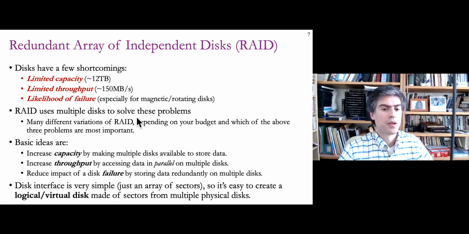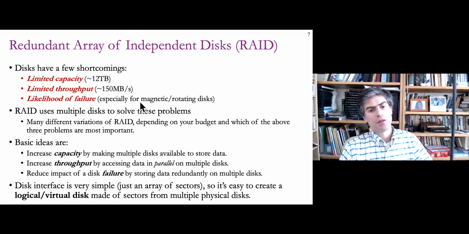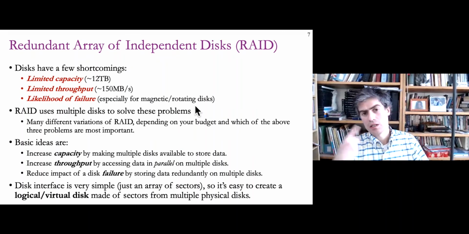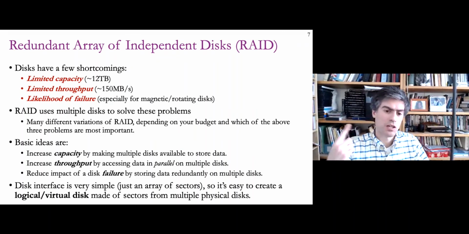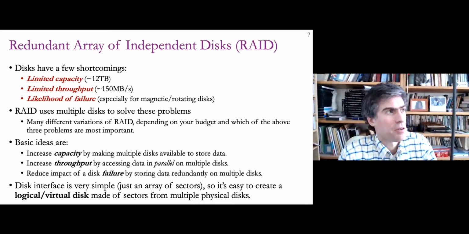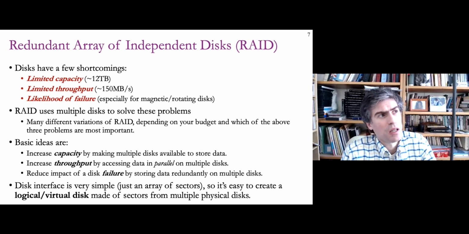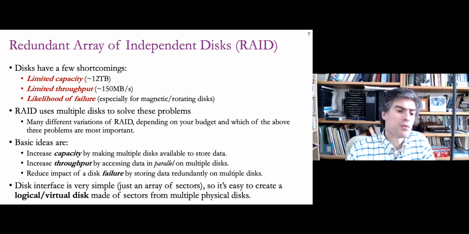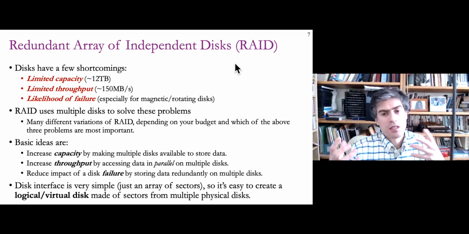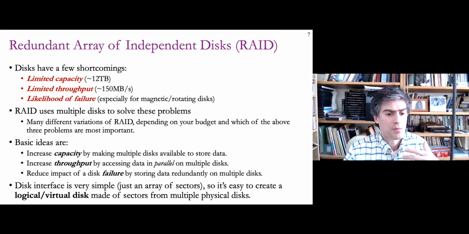And there also is a high likelihood of failure with disks, especially for these magnetic rotating disks with the physical rotation. The average failure rate per year is roughly 10%. So usually, within a period of 5 or 6 years, you would expect your disk to have failed with a good probability, roughly 50% or 40%, something like that. But what RAID does is use multiple disks in parallel to solve these problems.